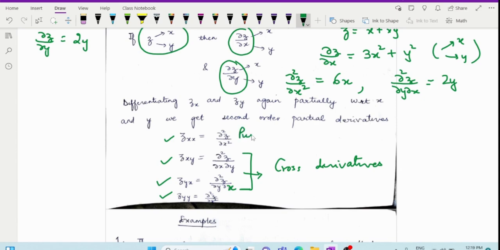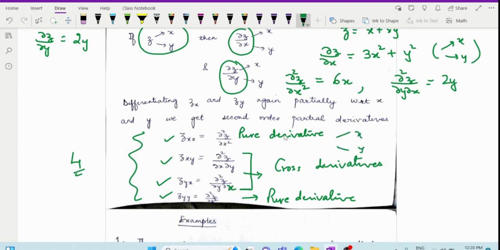These are called pure derivatives. When you are differentiating with respect to the same variable again, it leads to a pure derivative, because the independent variable is a single independent variable on which everything is depending. And this is also a pure derivative with respect to y. So these are the four second order partial derivatives. Similarly, del 3z by del, now this is again a function of x and y, so you can further differentiate all four of them to get 8 third order partial derivatives.